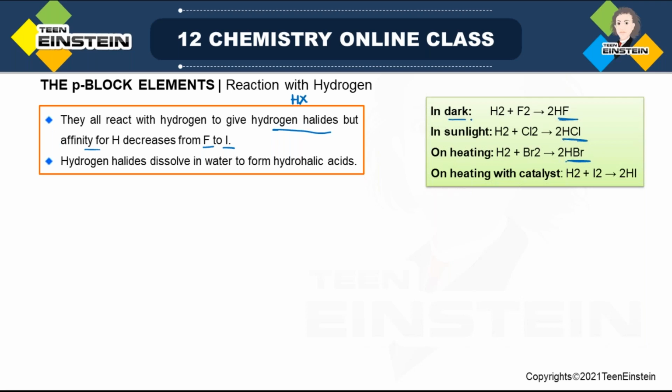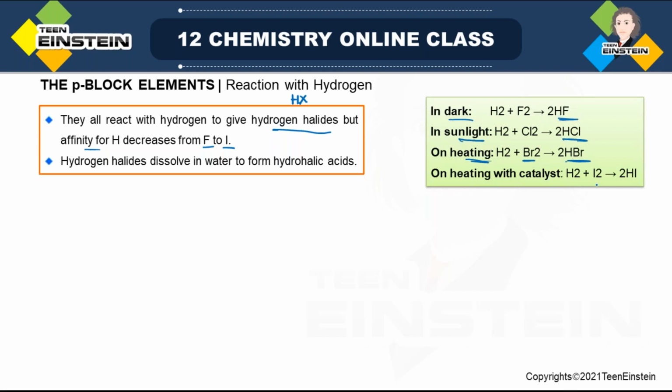So that is why in the dark also the reaction is possible. But when you are moving from F to Cl, now you have to provide more energy compared to fluorine. So that is why now sunlight is required. Next, when you are moving from chlorine to bromine, the affinity towards hydrogen decreases further. So now you have to provide heat. That means higher energy is required.